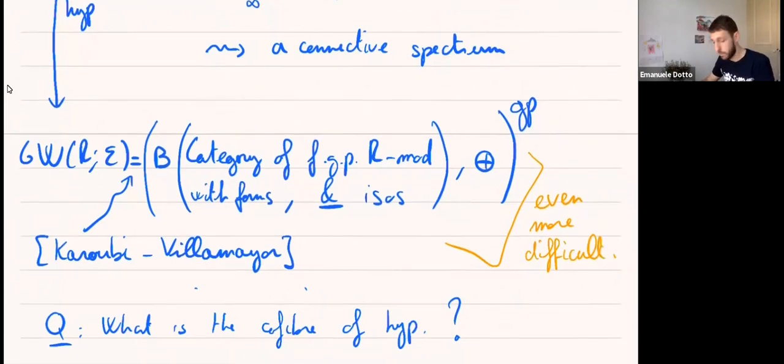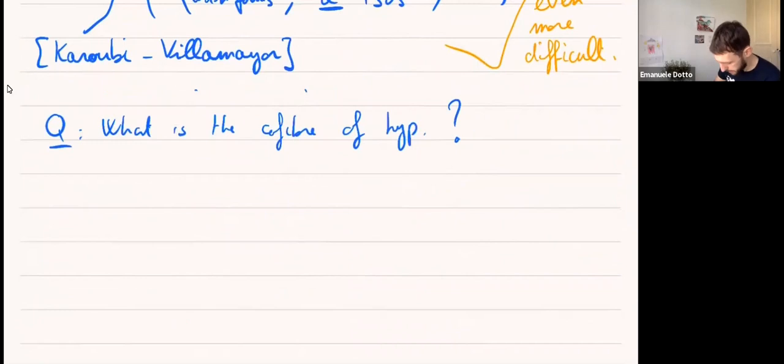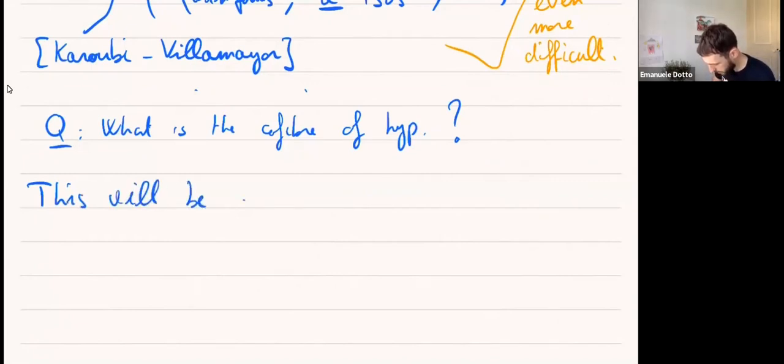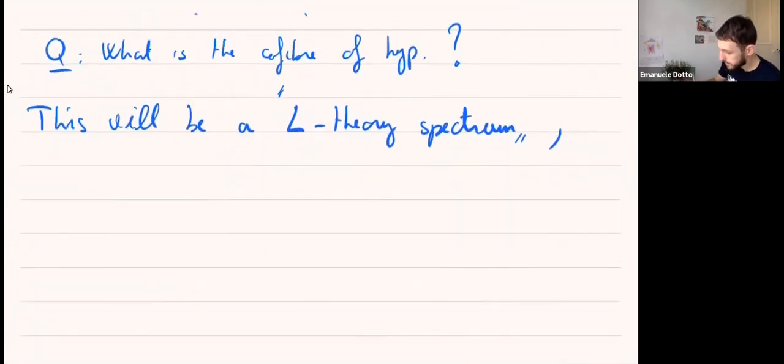Well, it turns out that the cofiber is much simpler. And it's much simpler because it doesn't arise naturally as a group completion, but it arises by a different type of construction. And I would like to spend some time explaining how that comes up. So what is the cofiber? This will be one of the so-called L-theory spectra. And these are easier and they arise in a different manner.